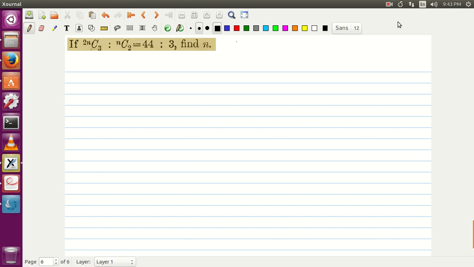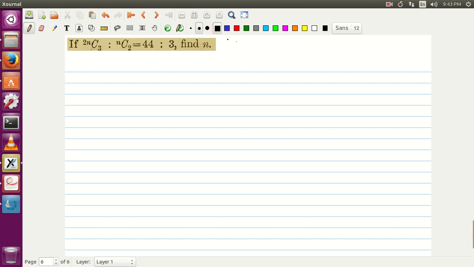Okay, now let us look at a slightly more challenging problem. This problem is: if 2n combination 3 is to n combination 2 is equal to 44:3, find n. Okay, so like I told you, this is only slightly more challenging.